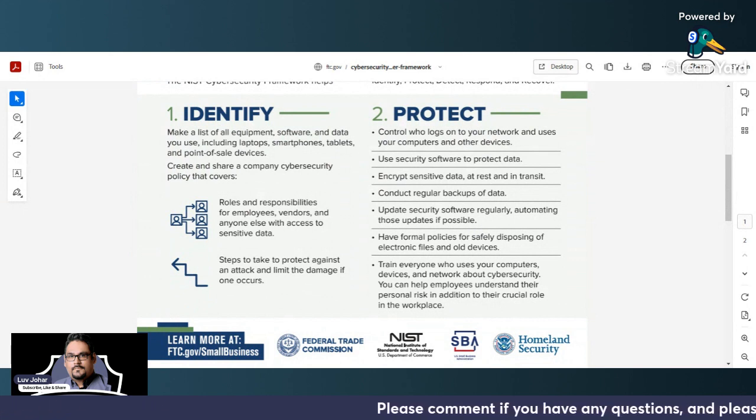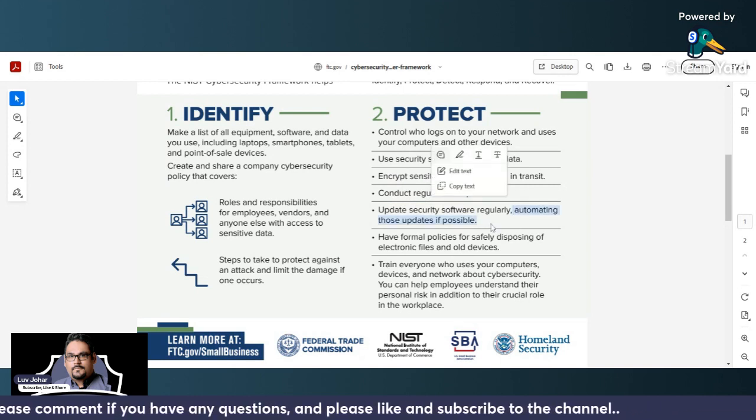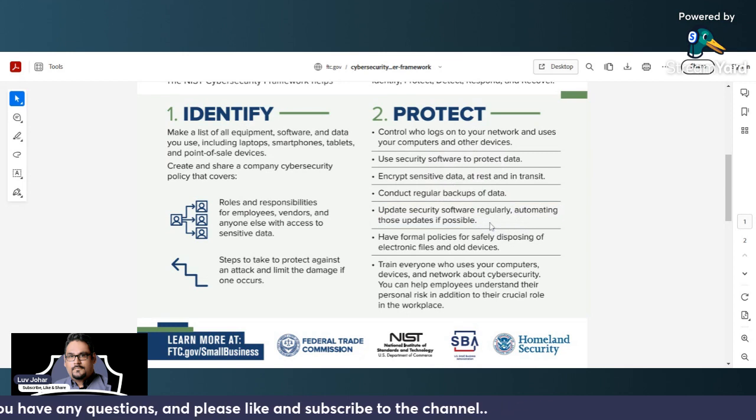So after that, you have to update your security software regularly. Make sure that the software is updated, and try to automate these updates if possible, so that they are not missed, because security software patching is very important.